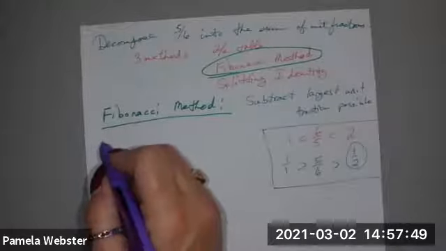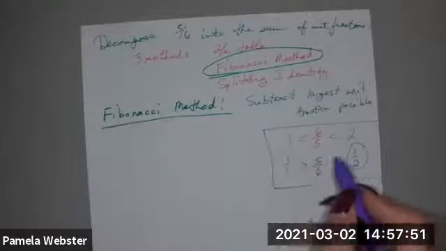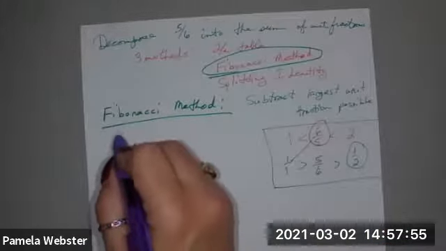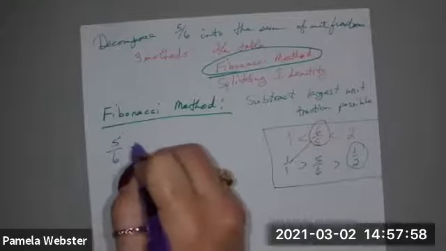Oh, it is less than 1. What is wrong with me? Yeah, I was looking at this number and comparing. Okay, 5/6 is less than 1. We're good. Okay. 5/6 minus 1/2.